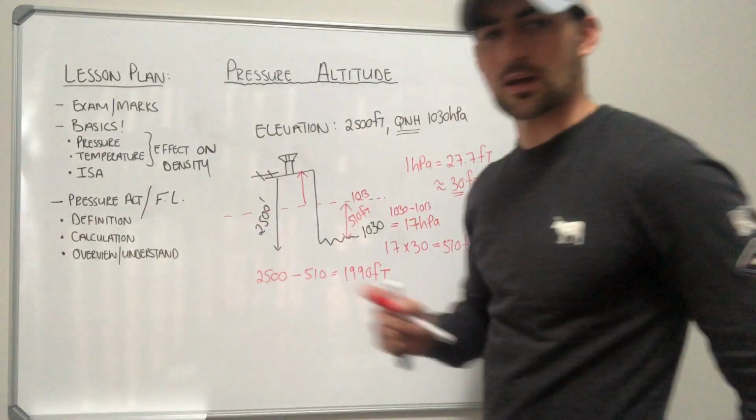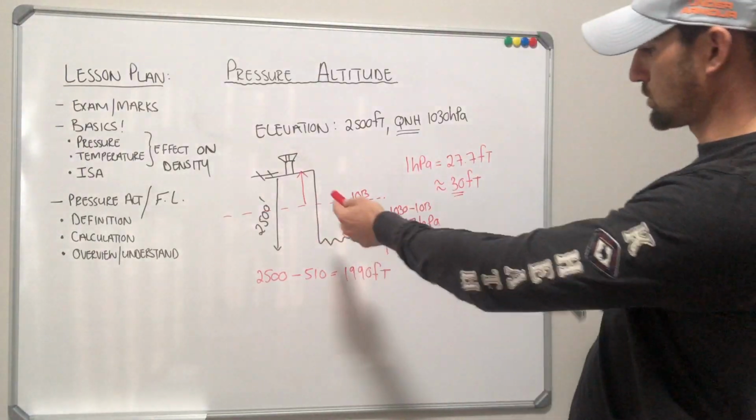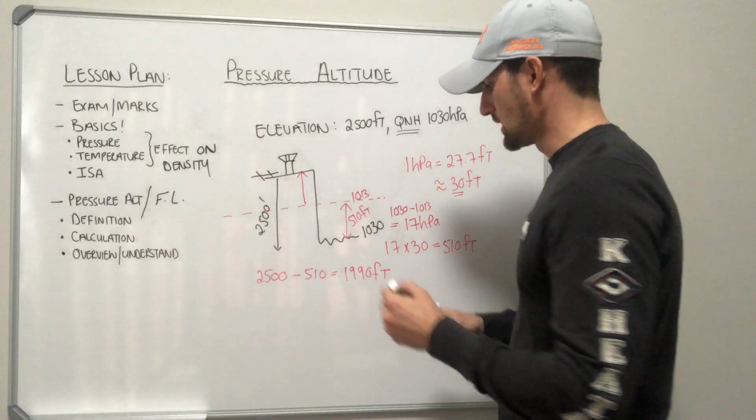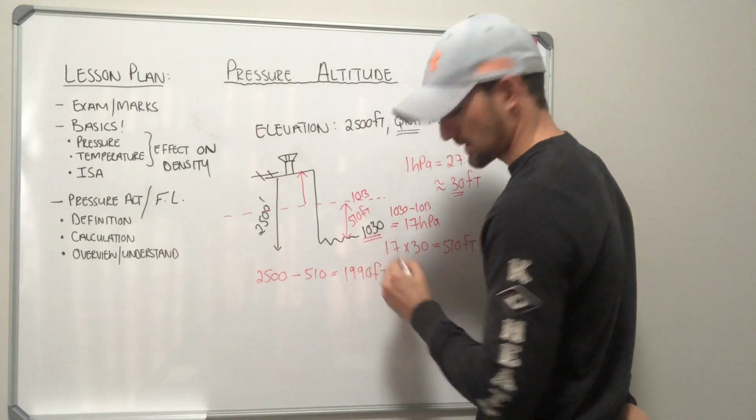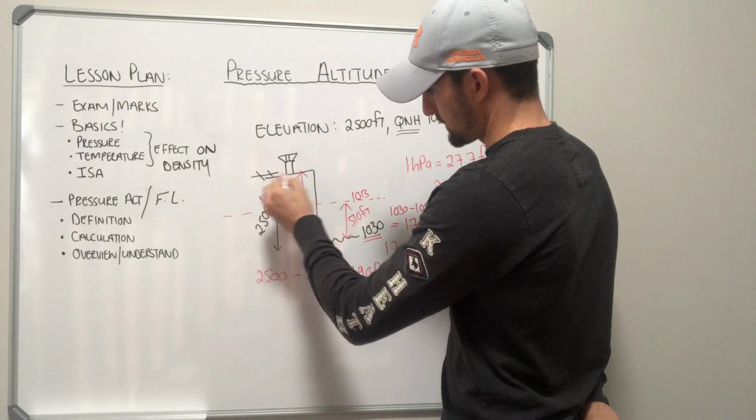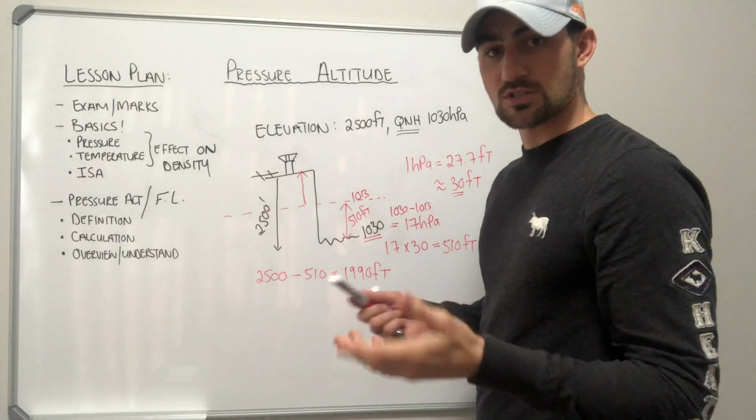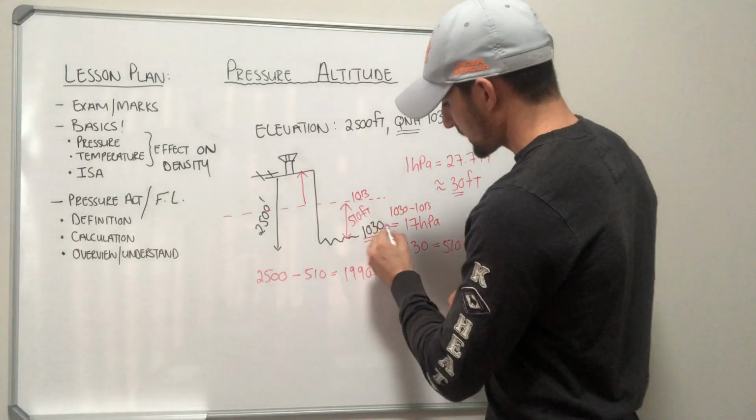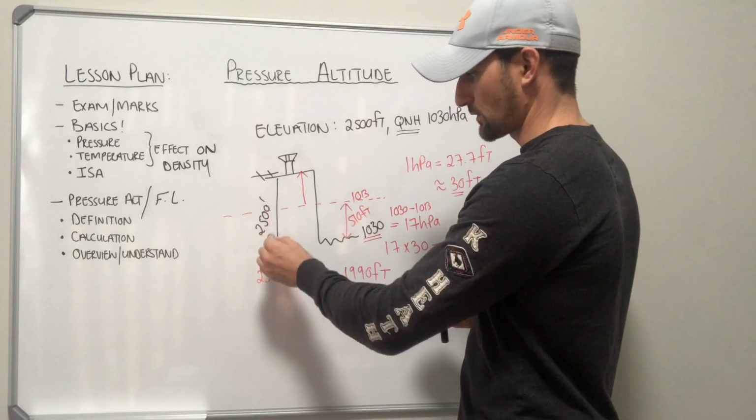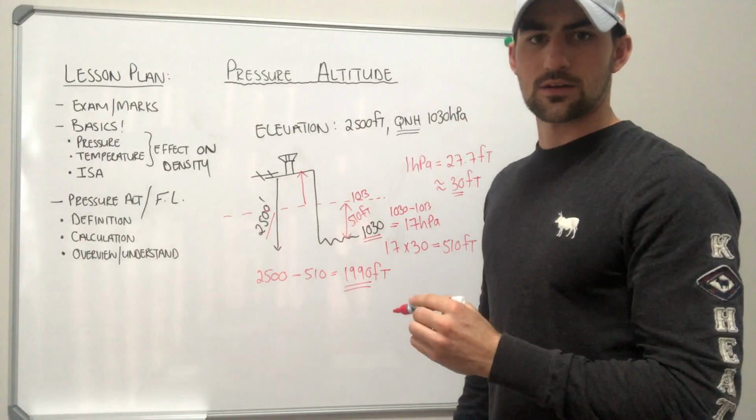Let's go to the overview and understand what we've just got. Because wow, okay, we could draw a picture, we did all the calculations, everything is good, but what does this actually mean? Well, because we have such a high pressure at sea level, even though we are 2,500 foot above sea level, so our elevation is 2,500 foot, even though we are so high above sea level, because we have such a high pressure, the aeroplane would perform not as if it's flying from 2,500 foot, but actually as if it's flying from 1,990 foot.